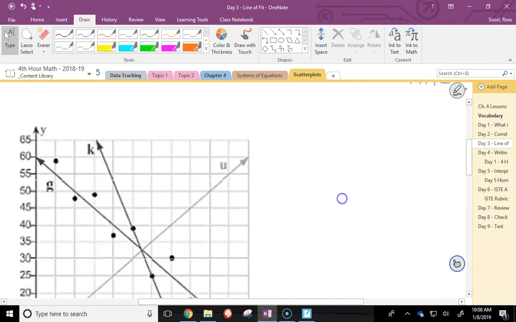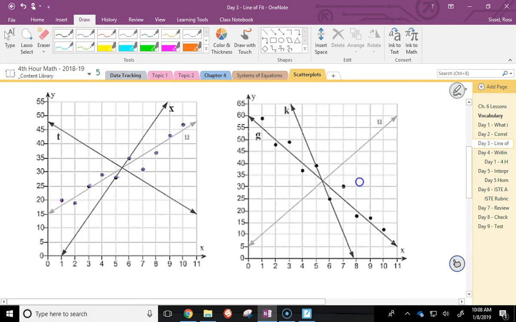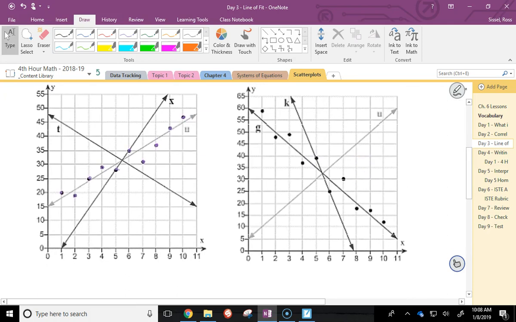So if I look at this very first example, you have this one in your booklet, right? Yeah, it's on the pink sheet. We're doing this together, the pink ones together. If I look at this one, I look at my purple lines, or purple dots. Which line? I have line T, line X, and line U. Which one looks like it probably goes through all my dots in the middle and has about the same distance, the same amount of dots? Which one do you think is our best line of fit?